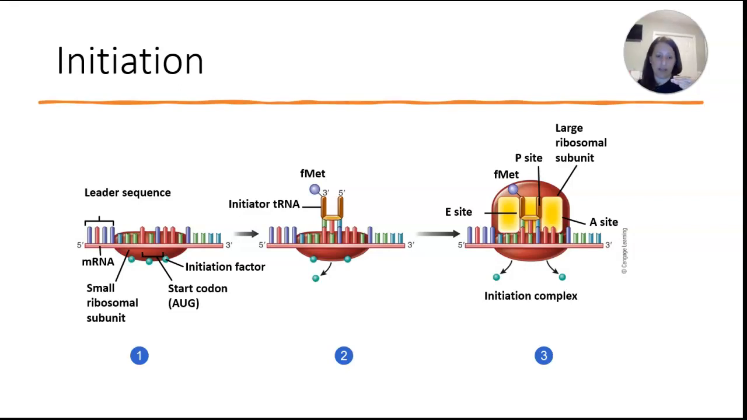So we have our mRNA, and our small ribosomal subunit binds to the leader sequence and makes its way down to the start codon. That's going to bring in our first amino acid tRNA, which is always methionine. In prokaryotes, it's formyl methionine, or FMET. That's going to trigger the release of an initiation factor, which brings in the large ribosomal subunit, and the rest of the initiation factors come off, and that's it. That's initiation.